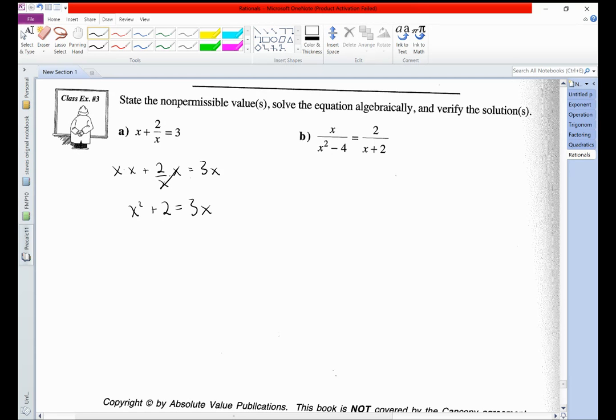Then we want to get everything to one side of the equation, and we want it equal to 0, so I'm going to subtract 3x from both sides, and I have x squared minus 3x plus 2 is equal to 0. Now I have a trinomial with no constant in front of the x squared term. I can factor this by inspection. Two numbers that multiply to positive 2 and add to -3 are going to give (x minus 1)(x minus 2). So my solutions are x is equal to 1 and 2.